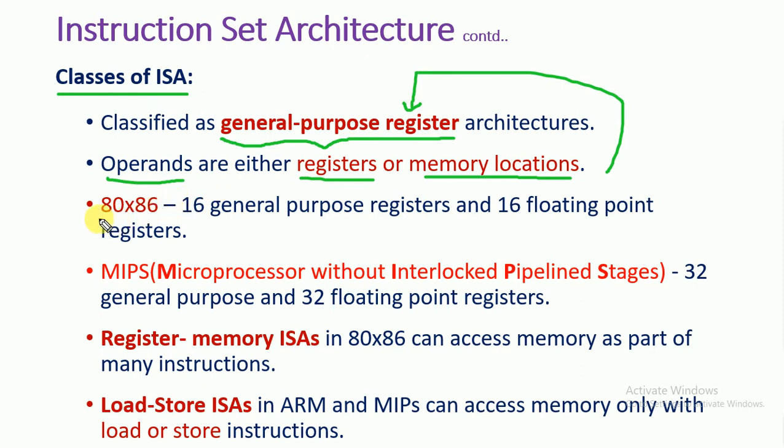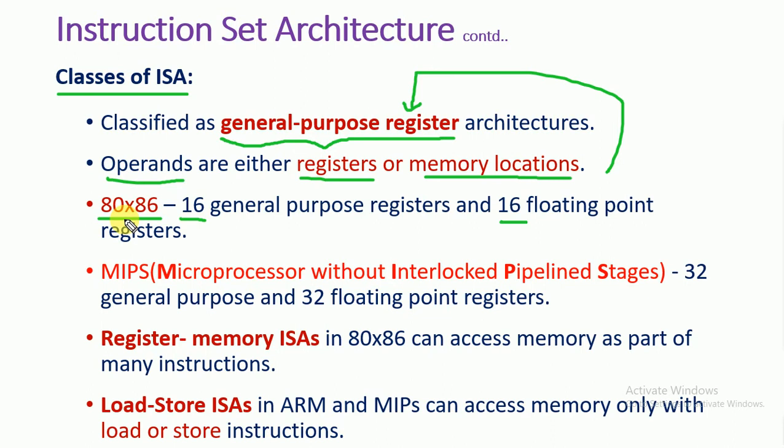So we'll see one example, 80x86. Examples like 80386, 80486. They actually consist of 16 general purpose registers, and in the meantime it also consists of 16 floating point registers. So for normal integer numerical values, and for floating point, we are using a separate set of registers.